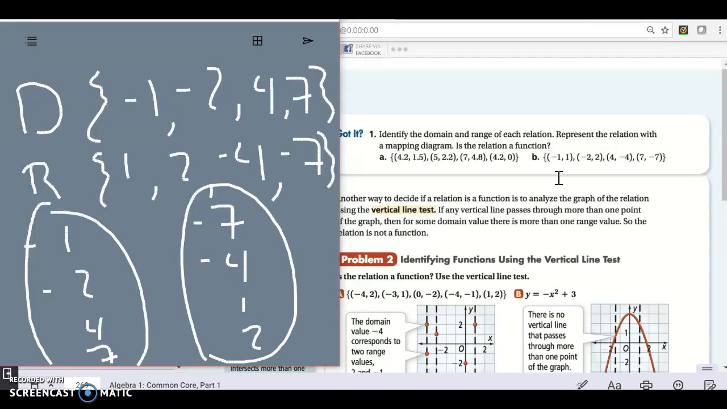So negative 1 goes to 1. Negative 2 goes to, no, sorry, negative 2 goes to 2. Oops. 4 goes to negative 4. And 7 goes to negative 7. So each domain value goes to exactly one range value. So this one is a function. And I hope that this helps.